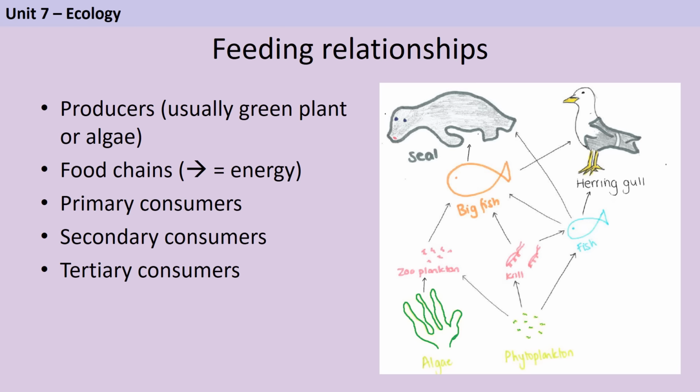Within an ecosystem, we're going to have various feeding relationships, and we can show these using food chains or food webs. So in the food chain or food web, the arrow represents the transfer of energy. So it always goes from the thing that's being eaten to the thing that's eating it and taking the energy.